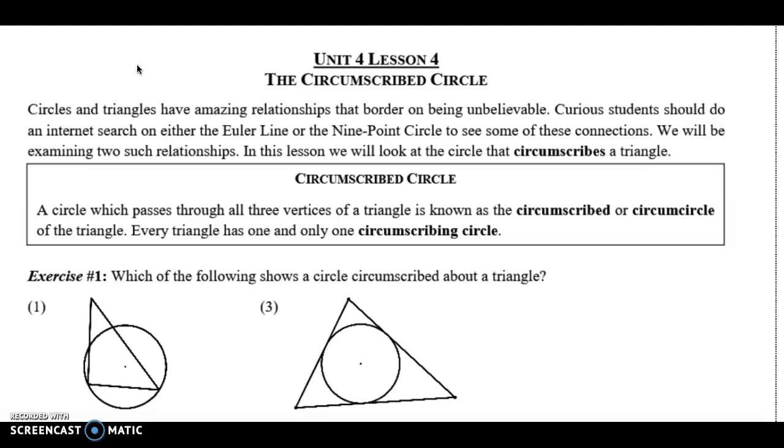A circle which passes through all three vertices of a triangle is known as a circumscribed circle, or circumcircle, of the triangle. Every triangle has one and only one circumscribing circle. So again, it's a circle that passes through all three vertices of a triangle.